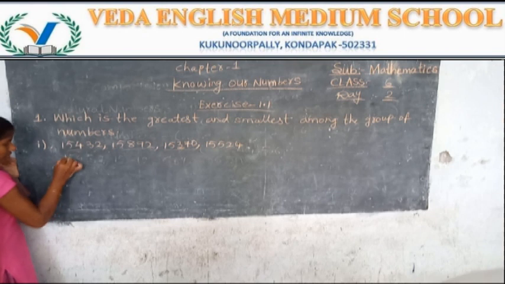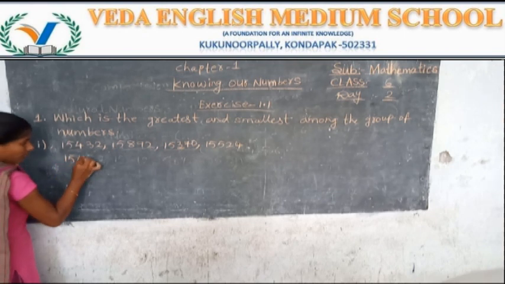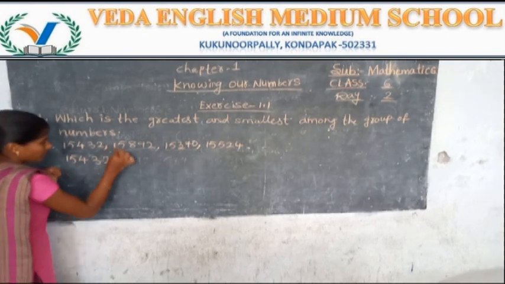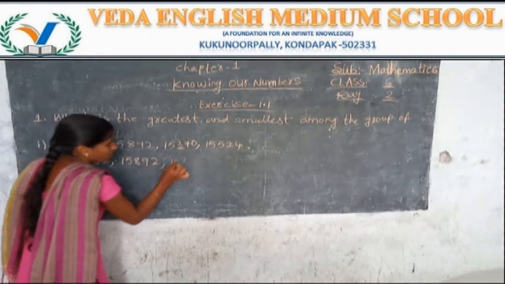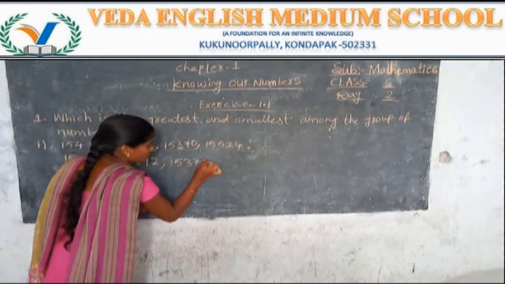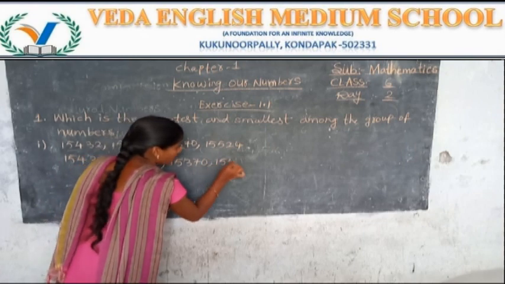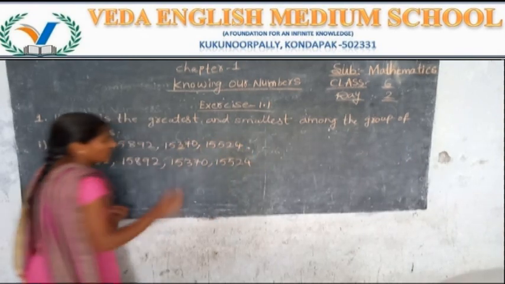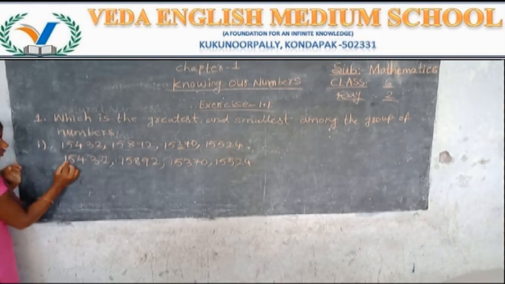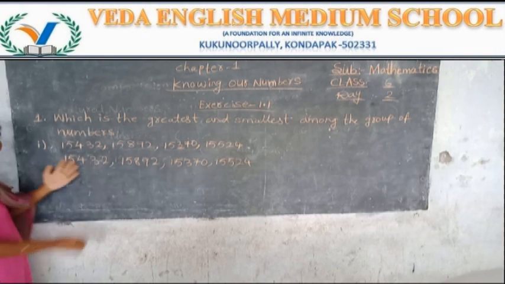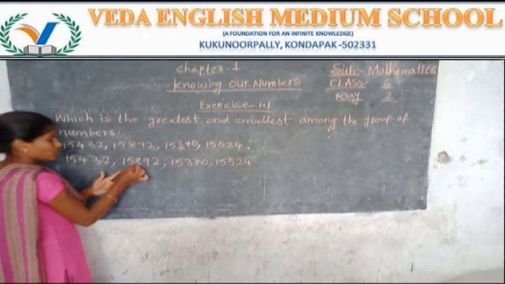Now solution: 15432, comma, again you have to write 15892, comma, 15370, comma, 15524. I have written. Now comparison of numbers. The first rule is that first of all you have to count the digits. How many digits are there? 1, 2, 3, 4, 5. It is a 5 digit number.